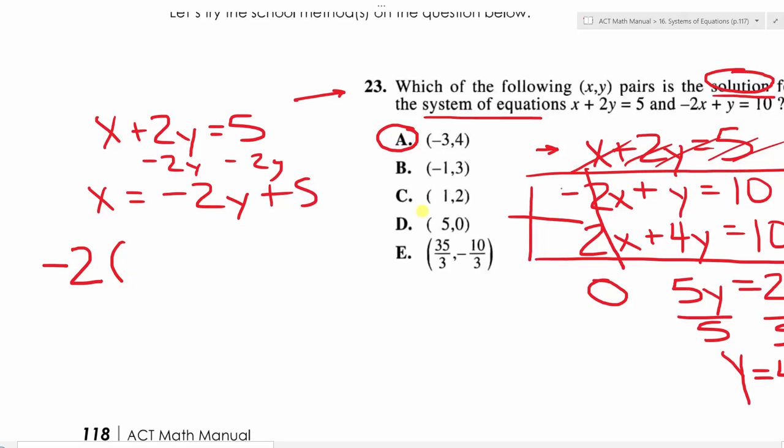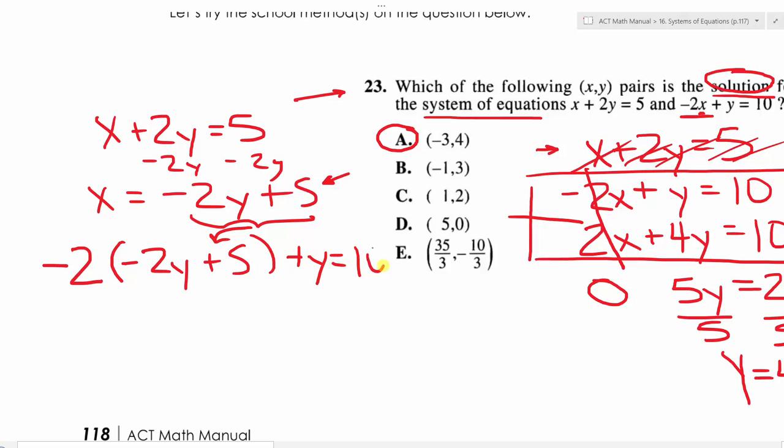So -2, and now what I'm doing is I'm just going to plug this x value, which is written in terms of y, in for this x here. So -2 times (-2y plus 5). So I've just taken this and I plugged it in for my x, plus y equals 10. Now I distribute the -2 times the -2y is going to give me 4y. The -2 times the positive 5 is going to give me -10 plus y equals 10.